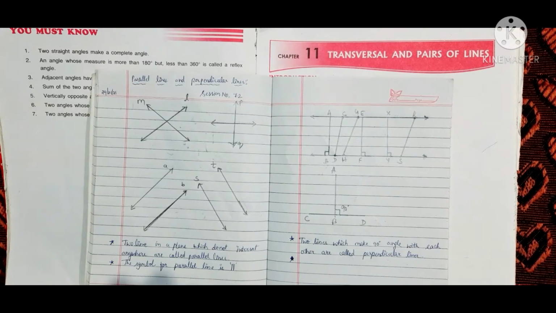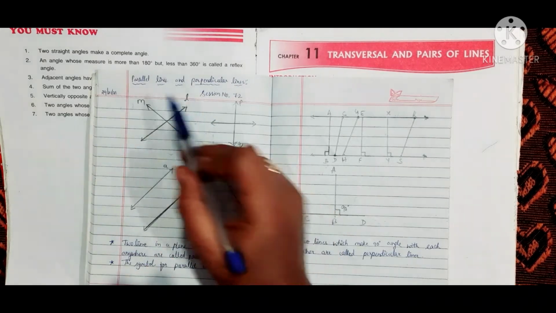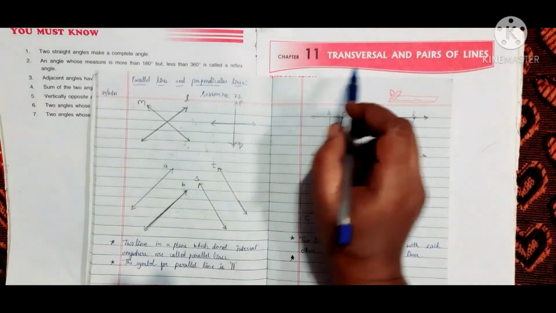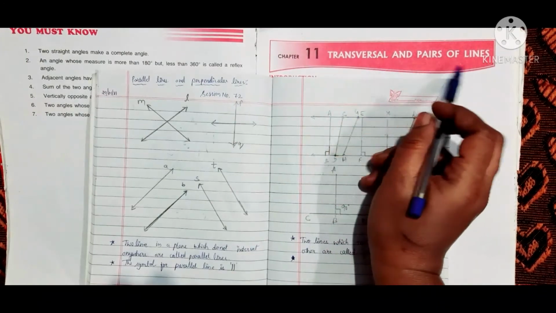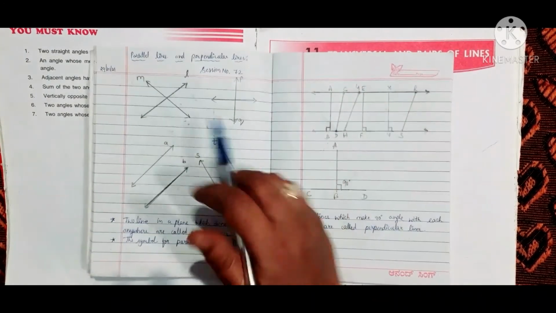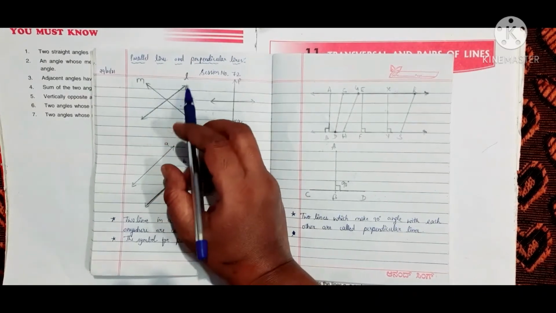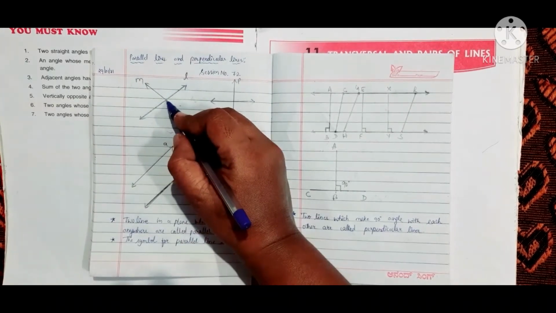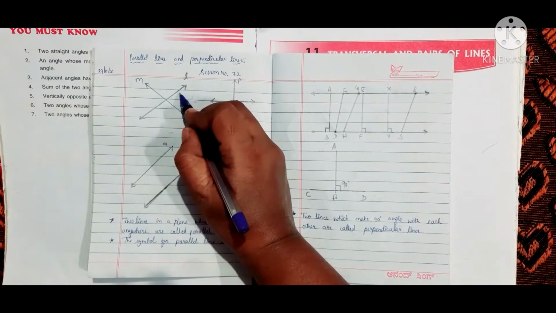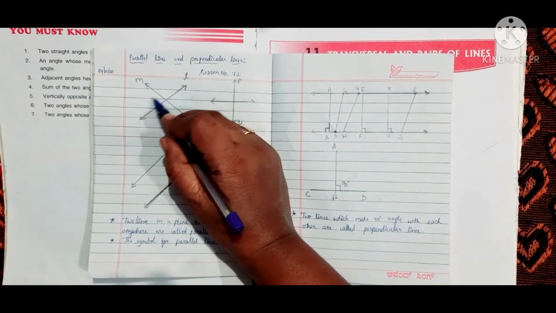Today we are going to discuss parallel lines and perpendicular lines under the chapter transversal and pairs of lines. Here you can observe some figures, children. There are two lines L and M and they are meeting at a point. So these two lines are said to be intersecting lines.